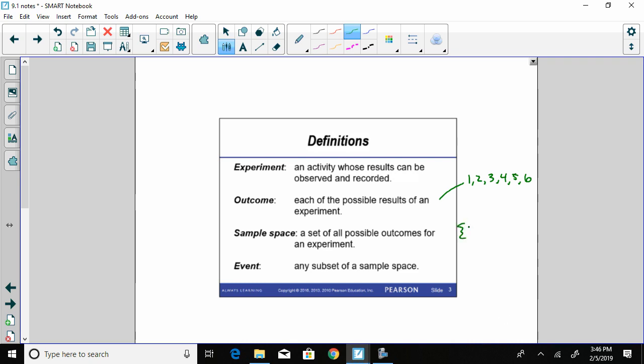Sample space is the set of all of those. So you would just write them out. 1, 2, 3, 4, 5, and 6. Okay, and then the event is any subset inside that. So you could be like, hey, I want to know what's the probability of tossing a die and getting an even, right? So if we talk about evens, then the subset of evens would be 2, 4, and 6, right? And so on and so forth.